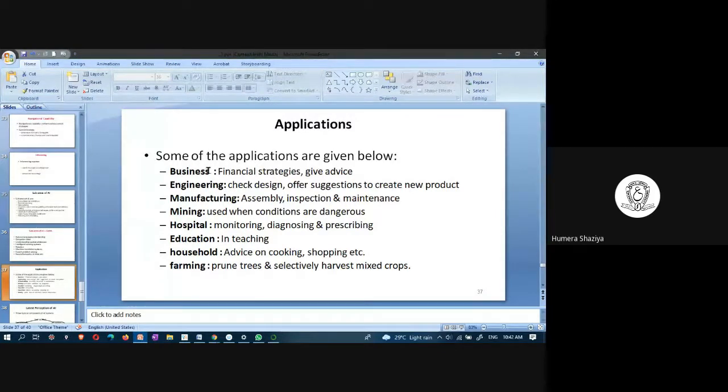Applications are useful in business, in financial strategies. It gives us advice, and then in engineering, manufacturing, mining, hospital, education, household, farming. All these are the different applications of AI.